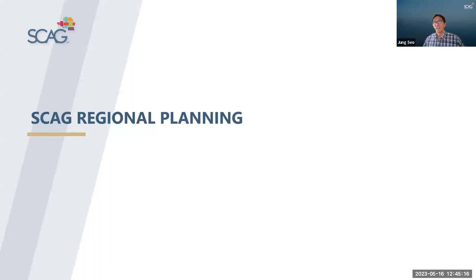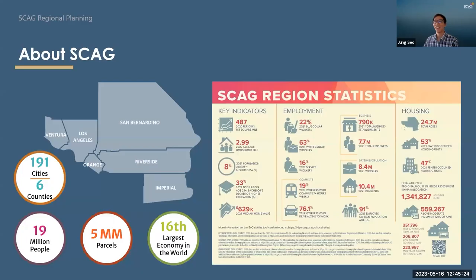So for those who are not familiar with SCAG, let me first briefly explain about SCAG. SCAG stands for Southern California Association of Governments, and we are the largest MPO, Metropolitan Planning Organization in the country, which consists of 191 cities and 6 counties. Our region spans approximately 36,000 square miles, and there are about 19 million residents living in the SCAG region. And it's almost half of the state total population. The SCAG region generates about $1,406 billion in 2021. So if SCAG were a country, it would be the 16th largest economy in the world.